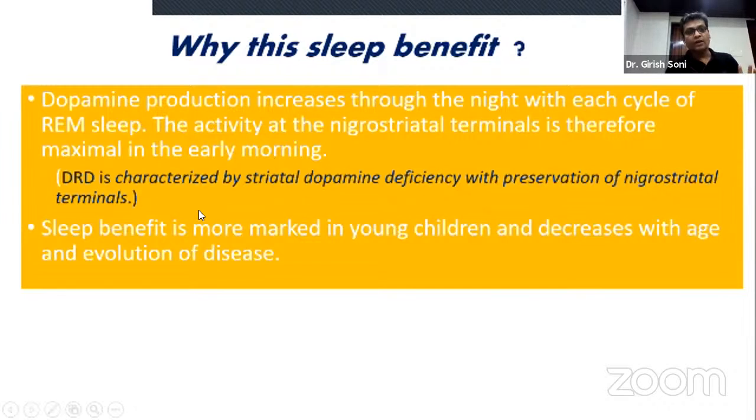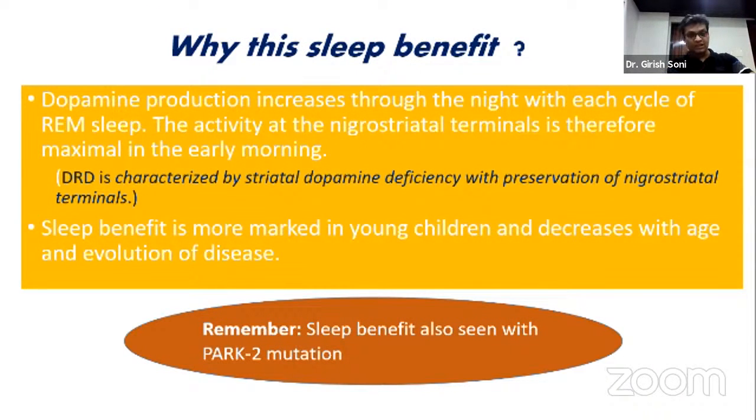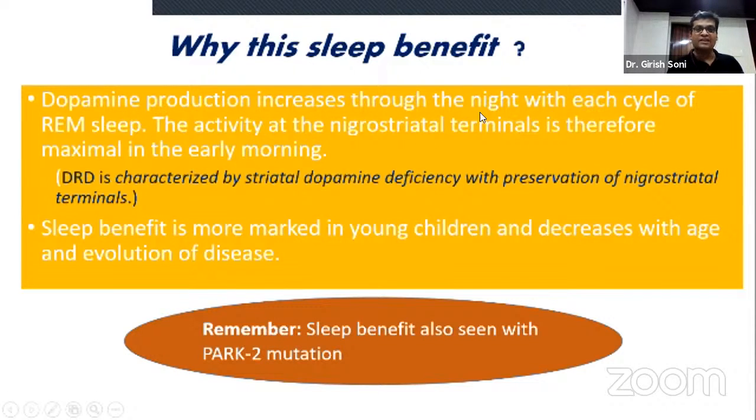But please remember, the sleep benefit is more seen earlier in the disease, and as the disease progresses, as the age advances, this sleep benefit disappears or decreases. And this sleep benefit can also be seen in 50% cases of PARK2 genetic Parkinsonism, as well as in idiopathic Parkinson disease in 20 to 30% cases, because we know the dopamine concentration is maximum in the morning time. Hence, it can be seen in IPD as well as in genetic Parkinsonism, though classically described with DRD.